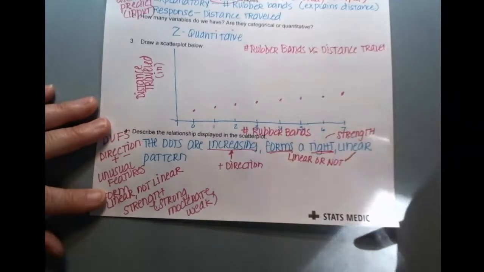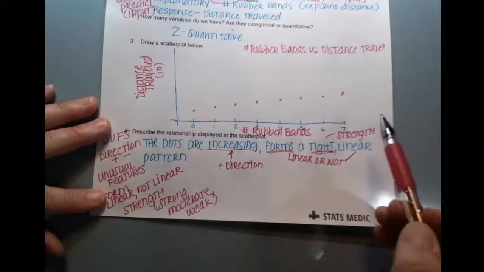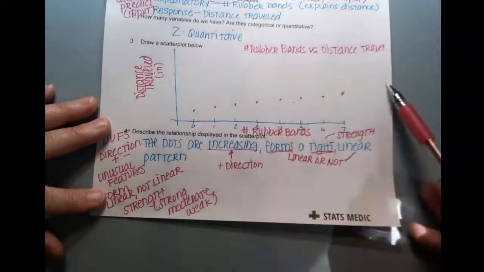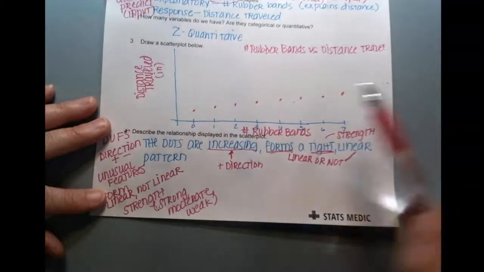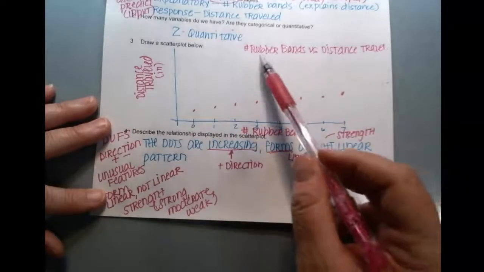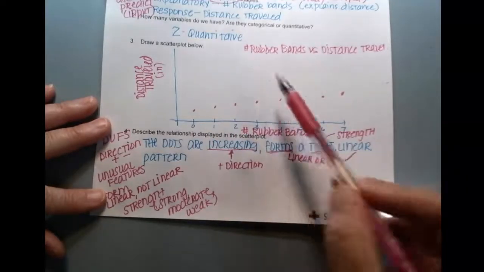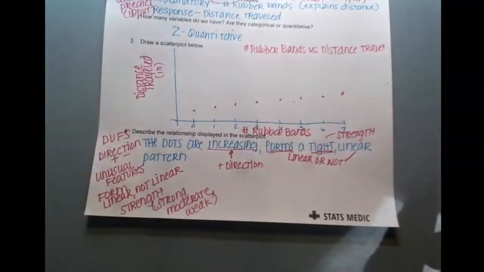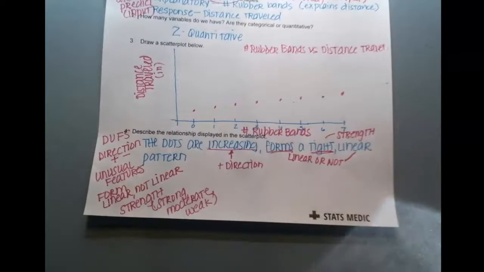Okay. And unusual features would be an outlier. So in a scatter plot, a dot way out here would not be an outlier because it's following the trend. An outlier is outside the trend line. And we don't have anything outside our trend line, so there wouldn't be any outliers here. So let's take a look at the back.